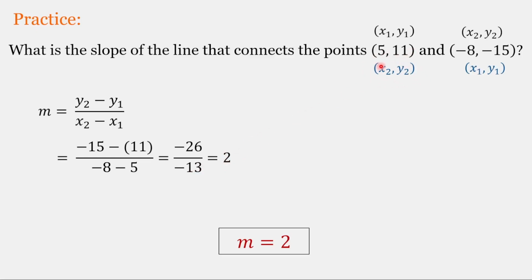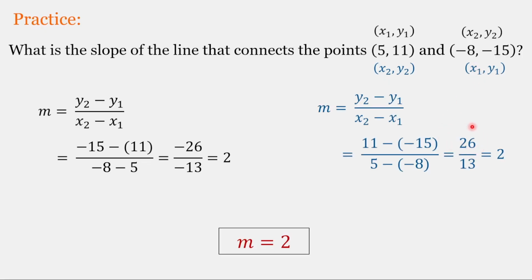But you could have also labeled (5, 11) as your second point, point 2, and (-8, -15) as point 1. And then using this arrangement, you end up with positive 26 over positive 13, which also simplifies down to 2. So regardless of how you label your points, you should end up with the same value for the slope. In this case, the value of the slope is 2.